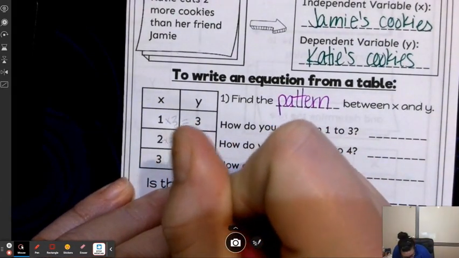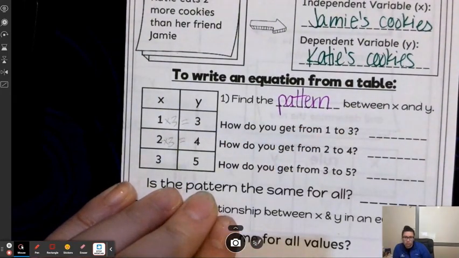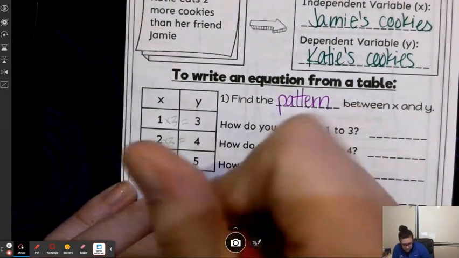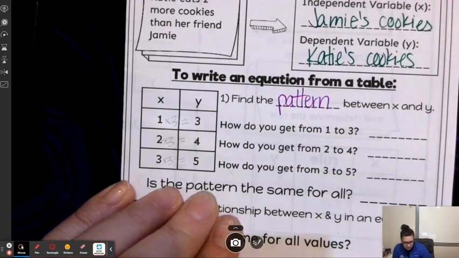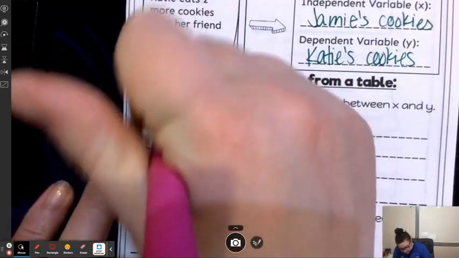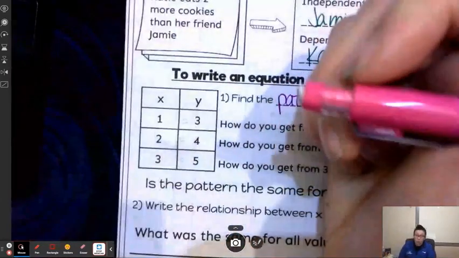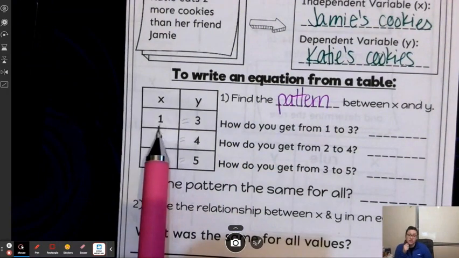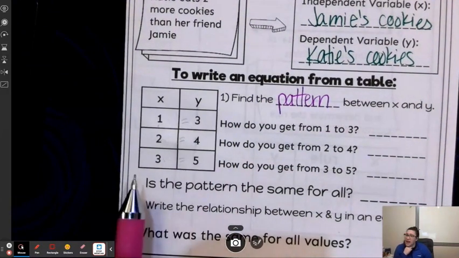Is 2 times 3 equal to 4? No. Is 3 times 3 equal to 5? No. So I know that times 3 is not the correct pattern here. What else could I do to 1 to give me 3? Adding didn't work.